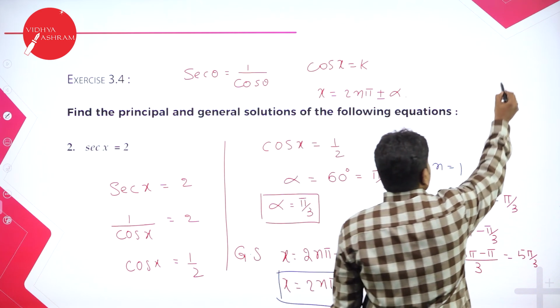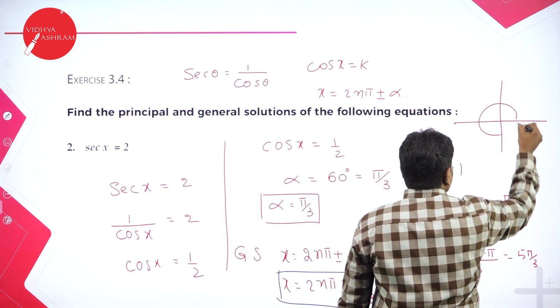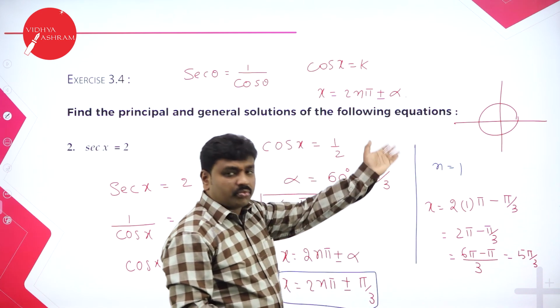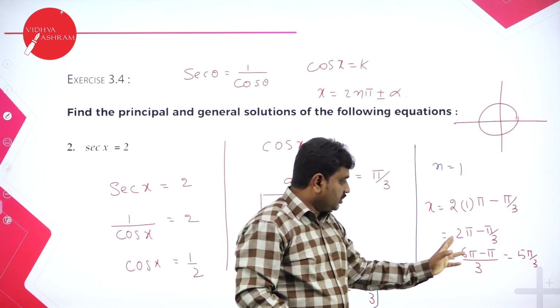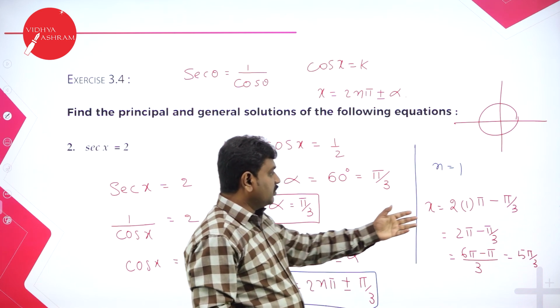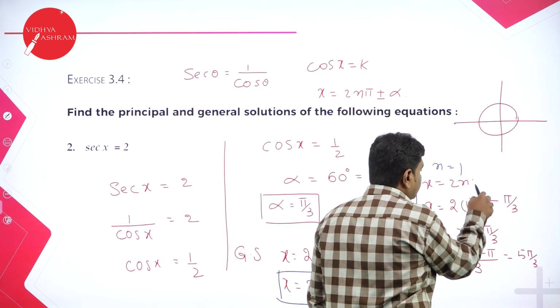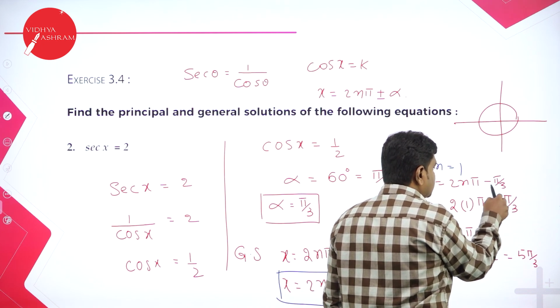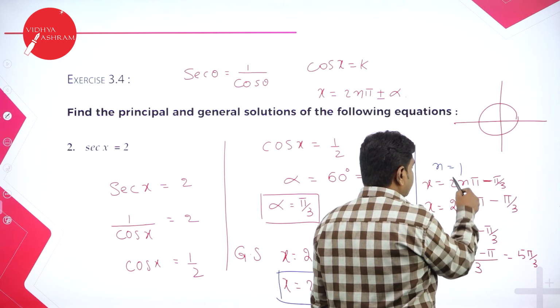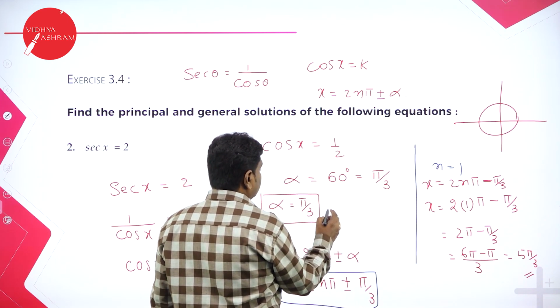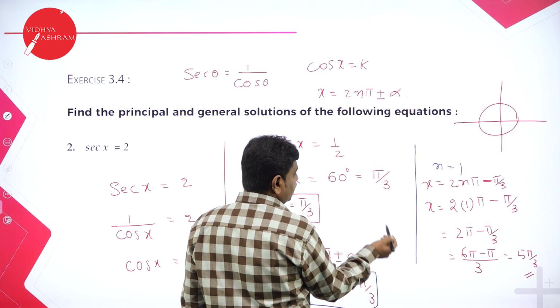See, principal value means which lies within 360, within 4 quadrants. So that's why plus or minus is there. Plus if I take, it will become more. So if I take plus or minus, I am taking minus, I am substituting. So in the formula, x is equal to 2n pi plus or minus pi by 3, I will take only minus. In the place of n, I will choose 1, I will get one principal value. So therefore, what are the principal values? Alpha, that is pi by 3 and 5 pi by 3.